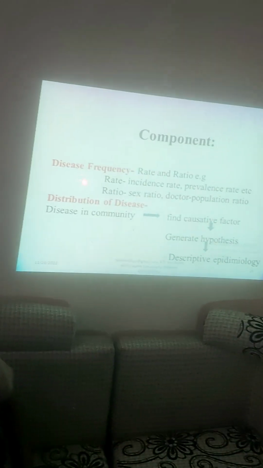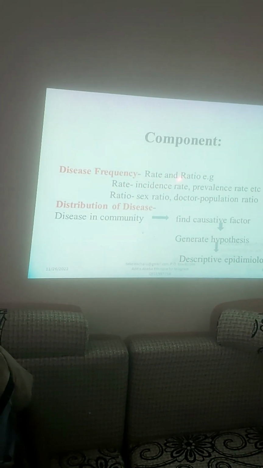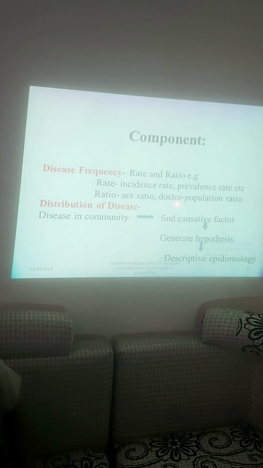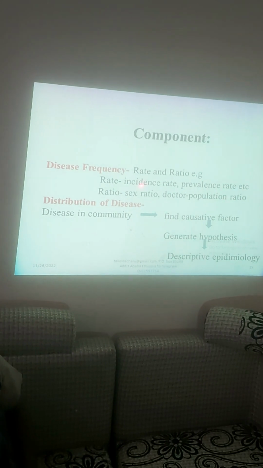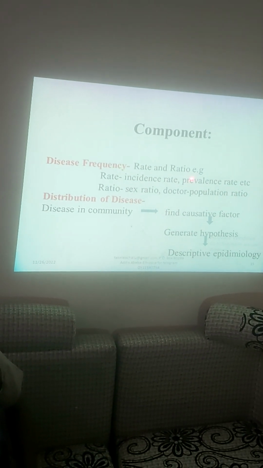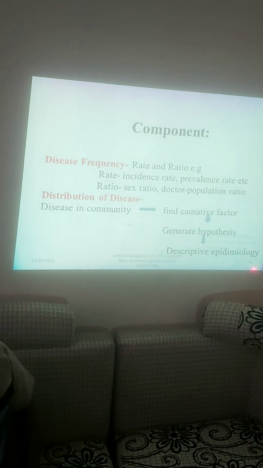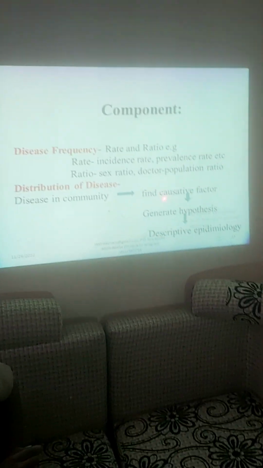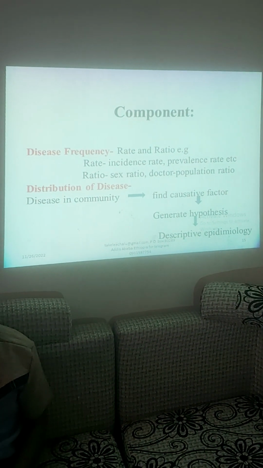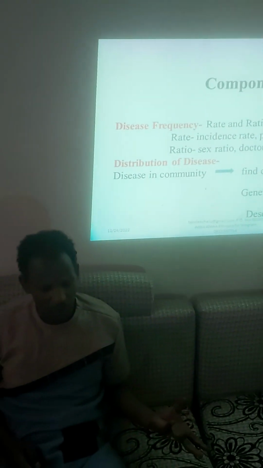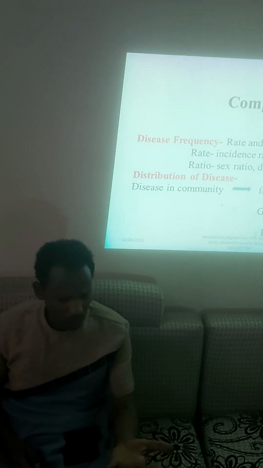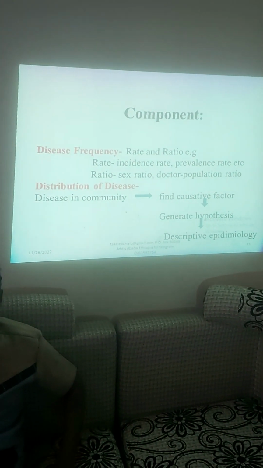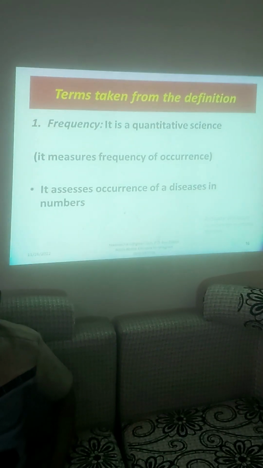Disease frequency means rates and ratios. For example, rates include the incidence rate or prevalence rate, and ratios include the sex ratio and the doctor-to-population ratio. The next one is disease in the community. So in epidemiology, the components are disease frequency and the distribution of the disease.